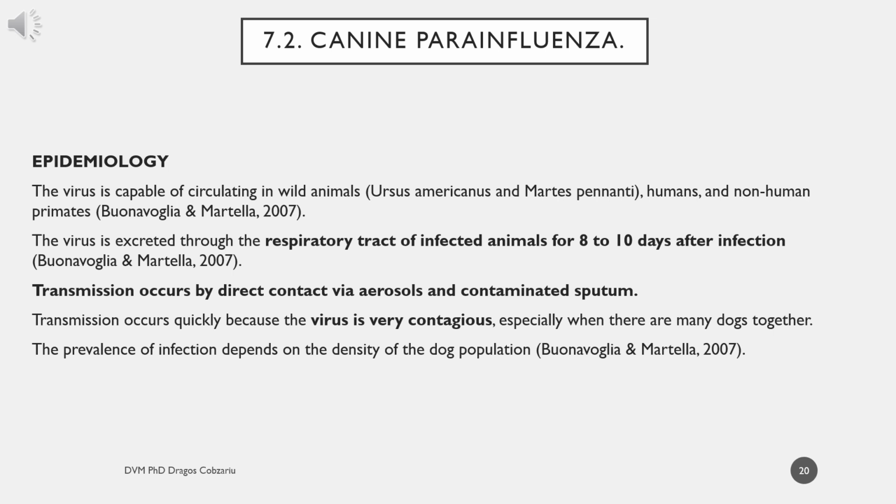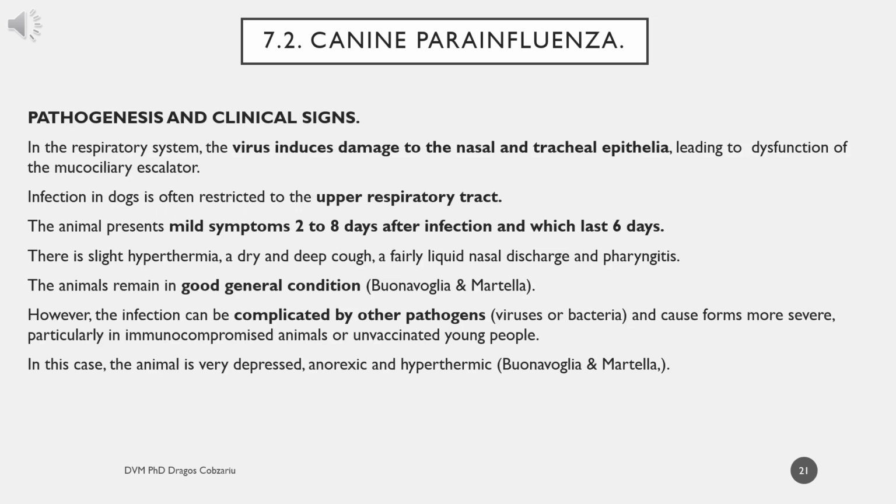Transmission occurs quickly because the virus is very contagious, especially when there are many dogs together. The prevalence of infection depends on the density of the dog population. Pathogenesis and clinical signs. In the respiratory system, the virus induces damage to the nasal and tracheal epithelia, leading to dysfunction of the mucociliary escalator. Infection in dogs is often restricted to the upper respiratory tract.